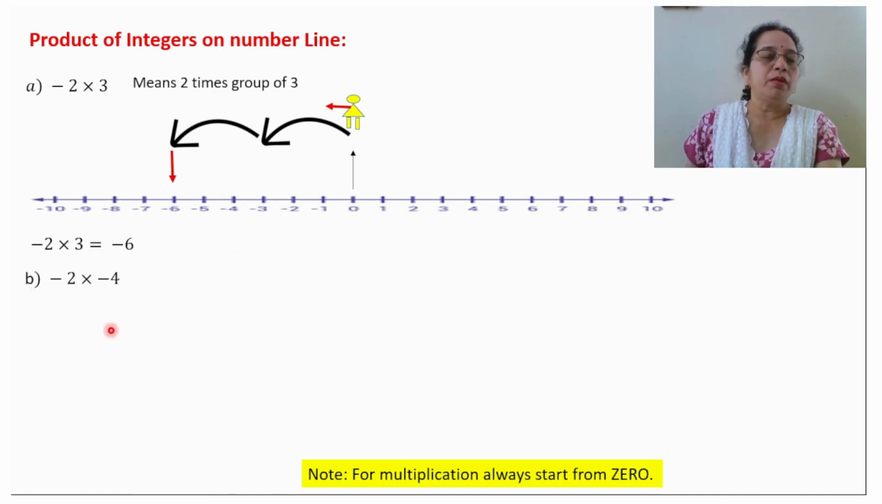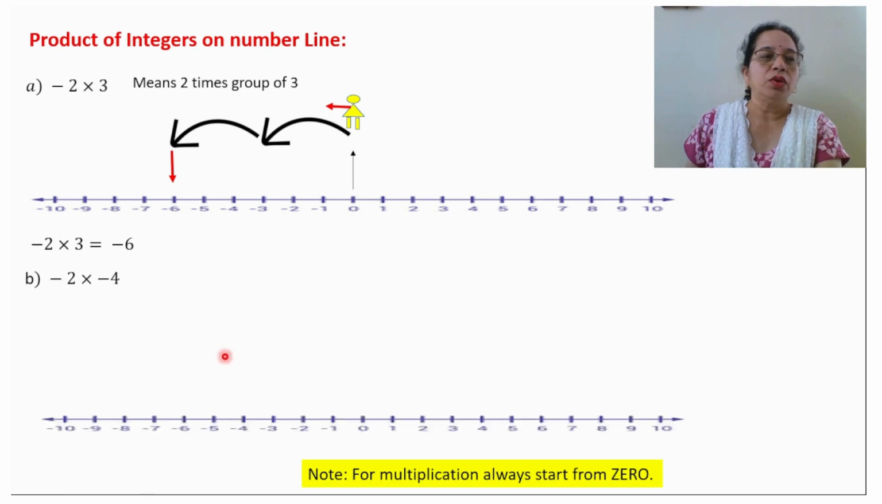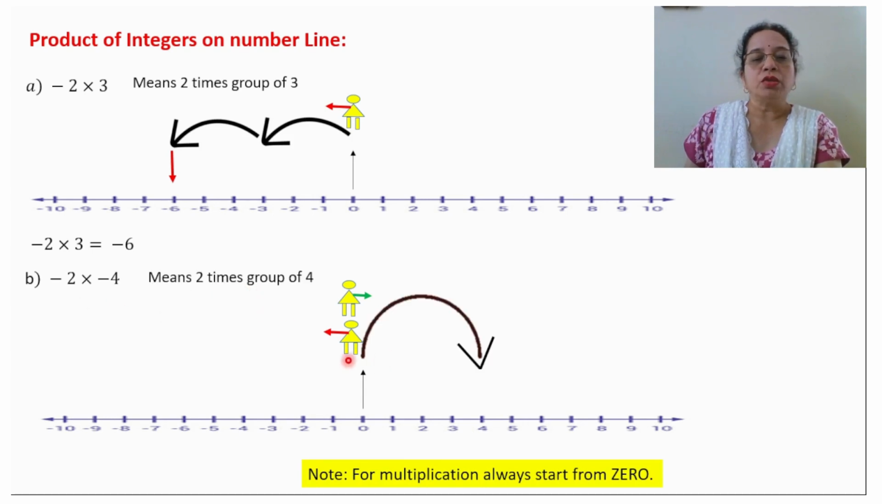Take one more example, minus 2 multiplied by minus 4. So make one number line. Multiplication always starts with 0. Look at the number, this is a negative sign. It means we need to move towards the left hand side. But one more negative sign is there. It means we will change the direction and we will now move towards the right hand side. What is the meaning of 2 multiplied by 4? 2 times a group of 4. So 4, this is one time and one more time, and your arrow will come on 8. What does it mean? The product of minus 2 and minus 4 is plus 8.